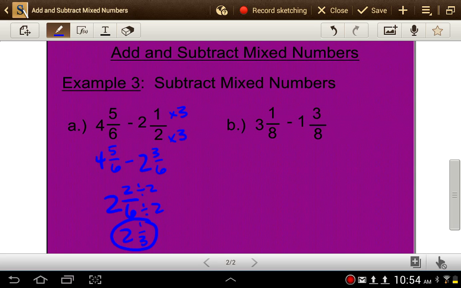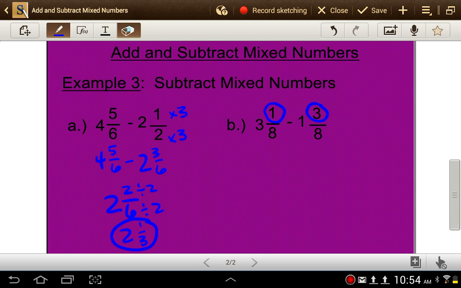Going over to B. B is going to be a tricky one, so pay attention. They have the same denominator, so that's great. So I can just subtract. Oh, wait a second, we have a problem. I cannot do 1 minus 3. I can do 3 minus 1, but I cannot do 1 minus 3. So I cannot do this problem without borrowing.